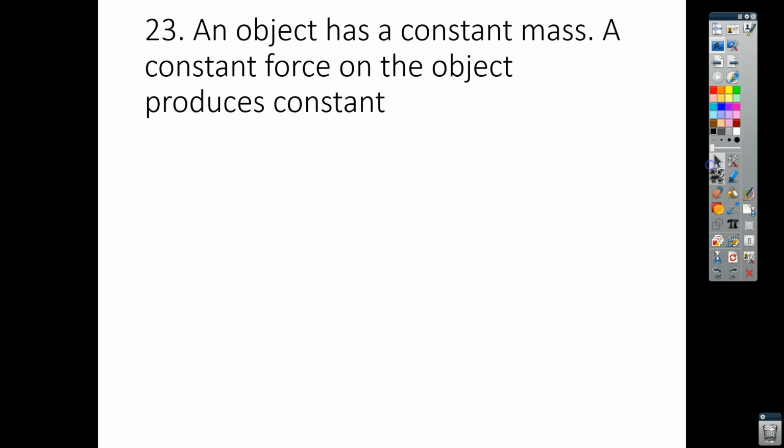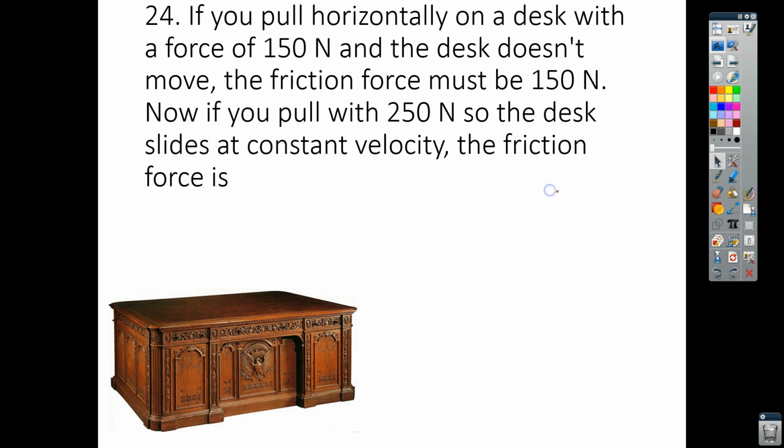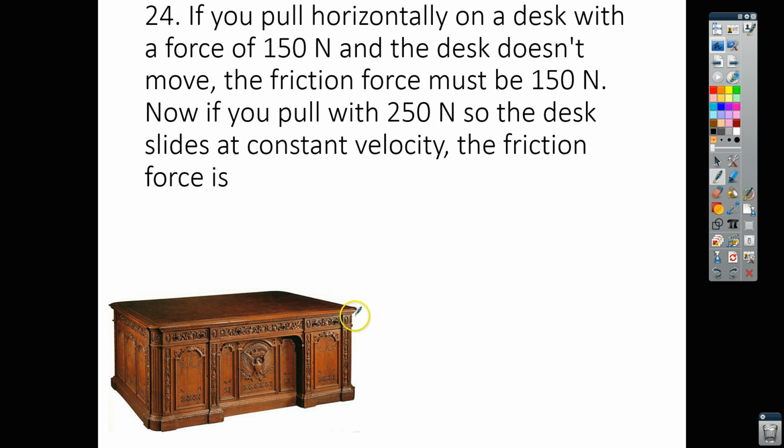For number 24, it says if you pull horizontally on a desk with 150 newtons, so we're going to pull this way with 150 newtons, and we know that friction is moving in the opposite direction with 150 newtons, we say that it is not accelerating, so acceleration is 0, and there's not enough force to get it to move, so that's also 0 here.